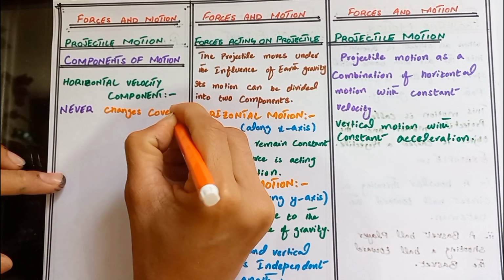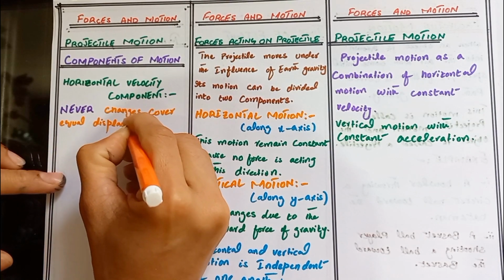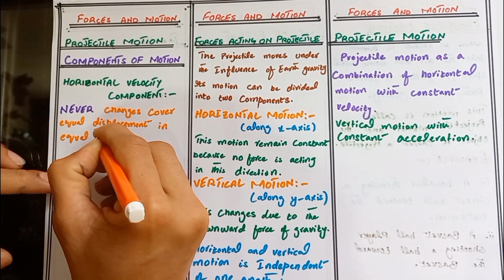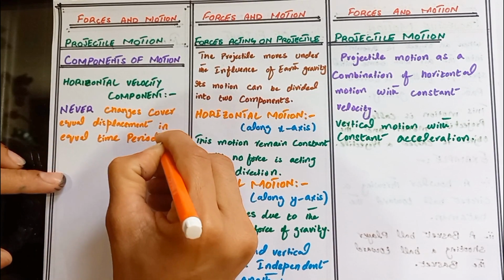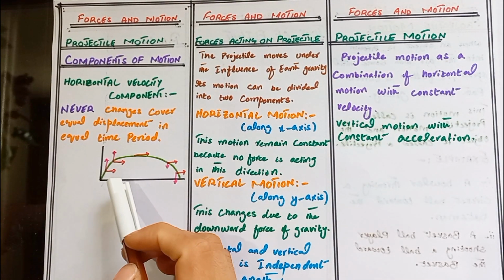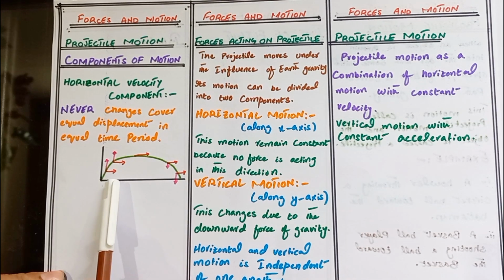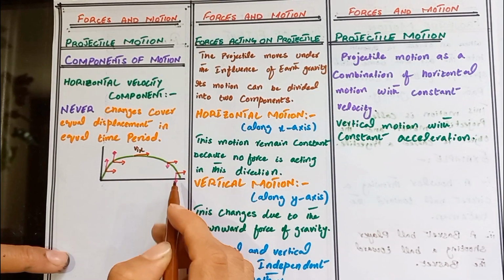Cover equal displacement in equal time period. Here we show with the diagram that the horizontal velocity component is equal in all motion. Initial horizontal velocity is equal to the final horizontal velocity. This red line shows the horizontal velocity that is constant throughout the motion.